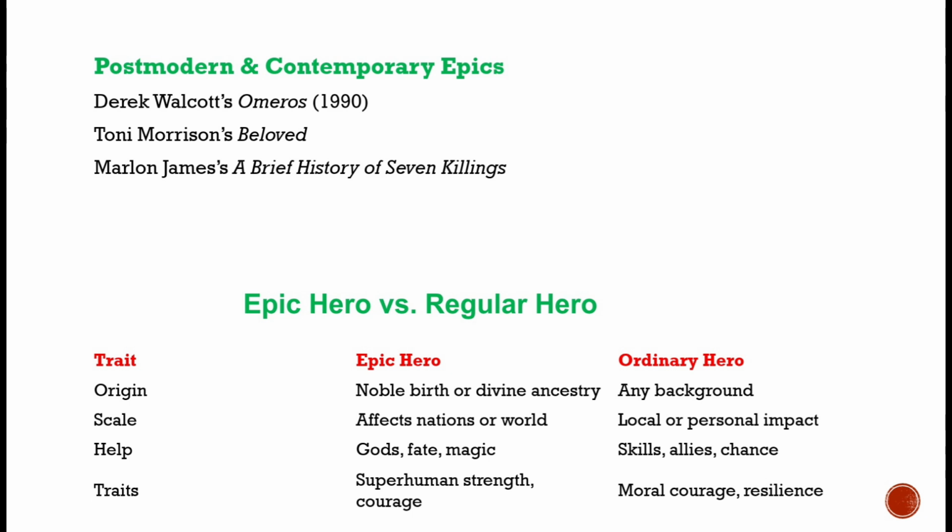Then we have Marlon James' A Brief History of Seven Killings. It's Jamaican history told in epic style. Nowadays, film and pop culture like Star Wars, The Lord of the Rings, Dune, and The Matrix all follow the epic pattern: the hero's journey, battles of good versus evil, mythical structure. Video games, graphic novels, and even TV series like Game of Thrones now carry the epic tradition forward in multimedia form.